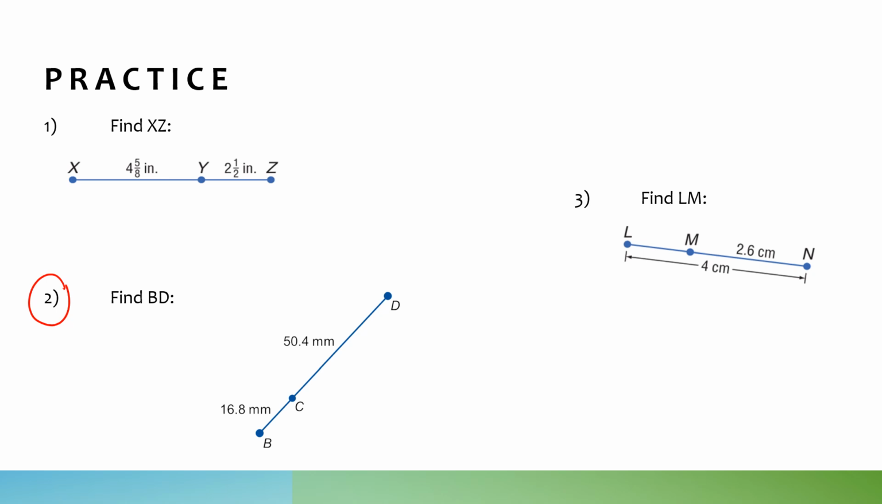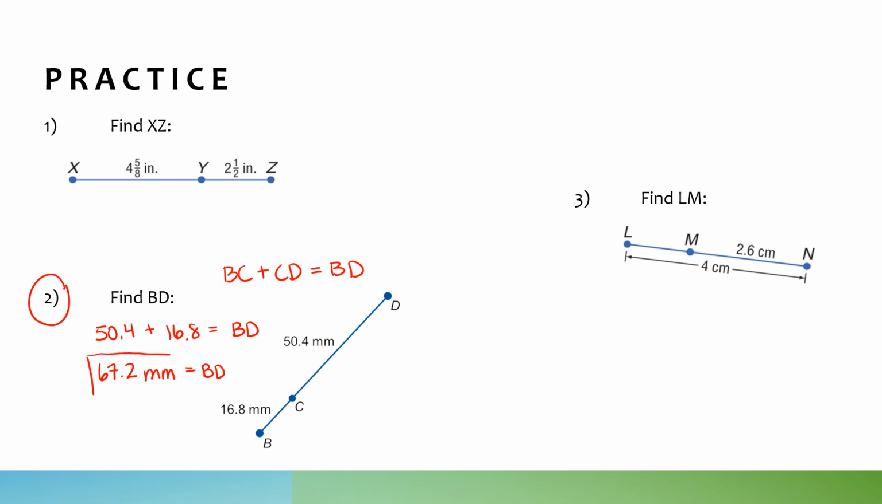But in this case, we have a pretty straightforward example of, we can see from the diagram, C is between B and D. So it is true based on the diagram that BC plus CD should add up to the length of BD. What that means for us is we really just need to add 50.4 and 16.8 to get the length of BD. And if we add those together, which you can do by hand, you can do using a calculator, we'll find that the length of BD is 67.2 millimeters.